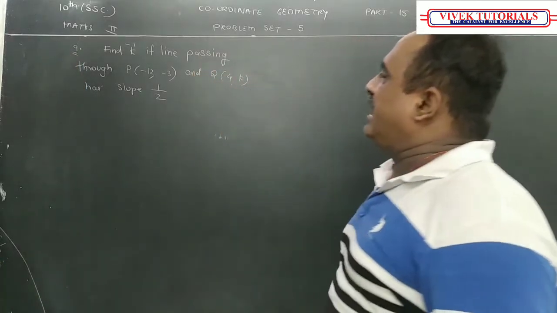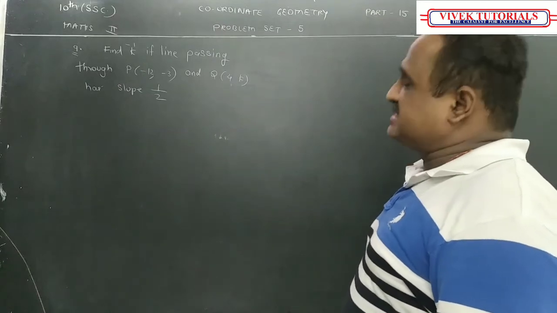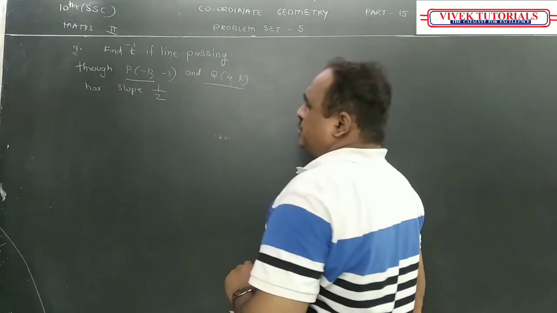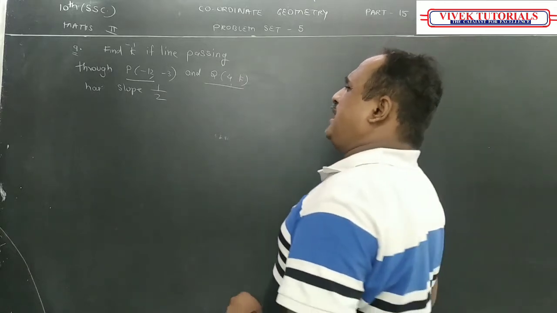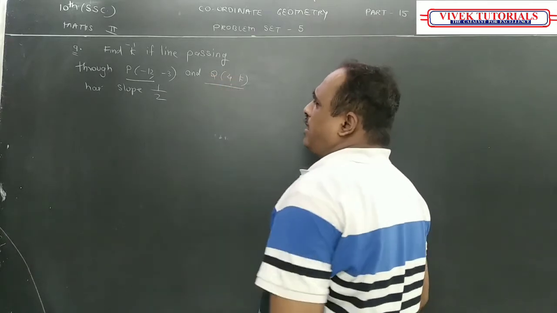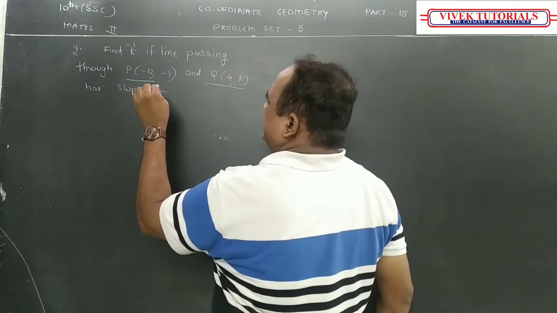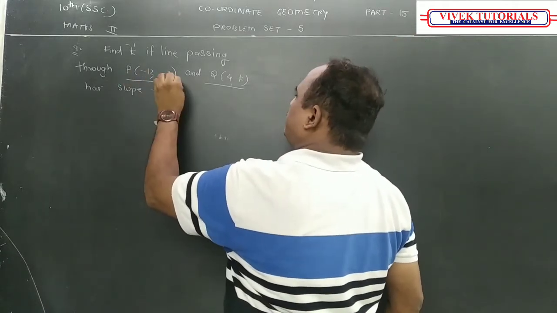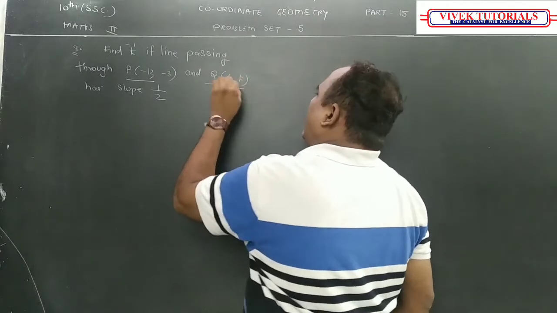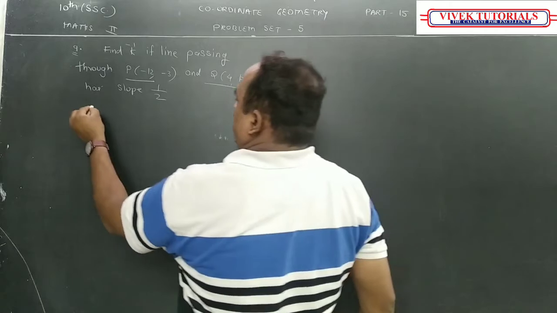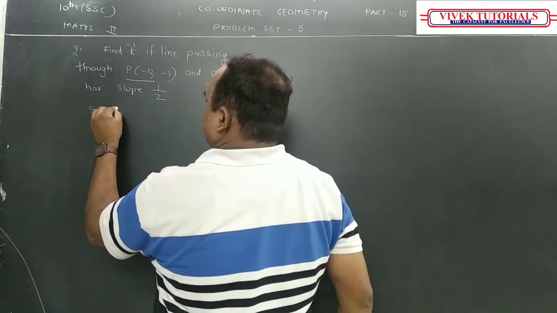Find k if the line passing through points P (minus 12, minus 3) and Q (4, k) has a slope of 1 upon 2. They have given the slope, and in the coordinate of Q they have given k. So what am I going to write? Solution.